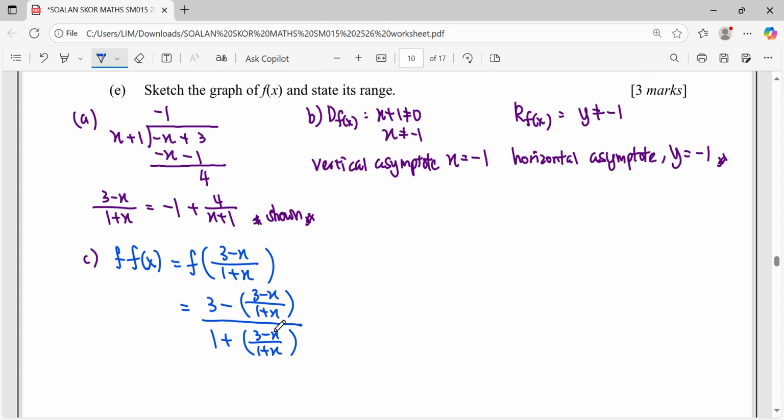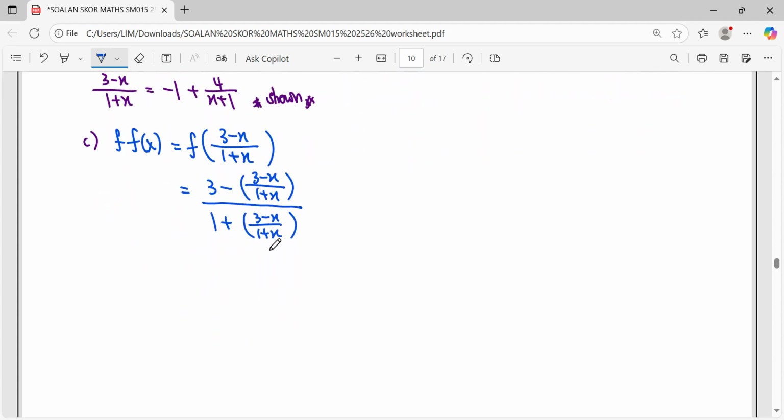Now we have fraction over fraction. To simplify this, we get the same denominator, 1 plus x. So this one times 1 plus x, so 3 will times 1 plus x, then here is minus 3 plus x. So this is the numerator fraction. Meanwhile for the denominator fraction, we get the same denominator, so times 1 plus x, and we simplify it into a single fraction here.